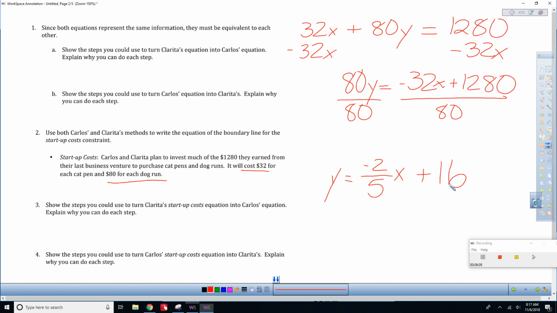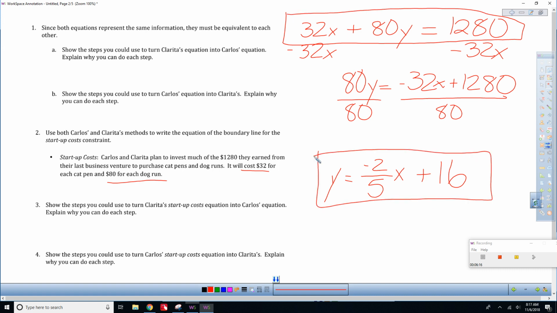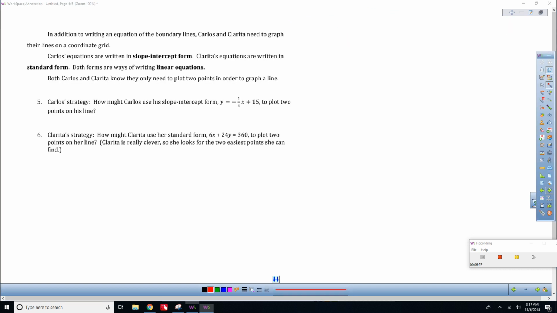16. So here we have the standard form, and we have the way that we like it, which is the slope-intercept form. Okay? And that gets us through the first 2 pages. Now we're finishing up the notes, and we're going to do a couple homework problems.